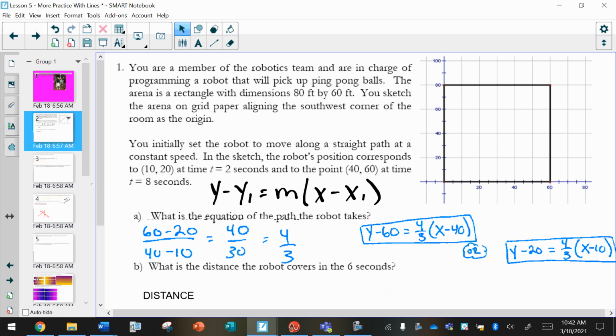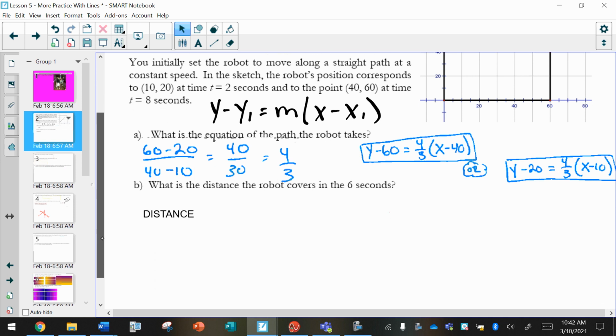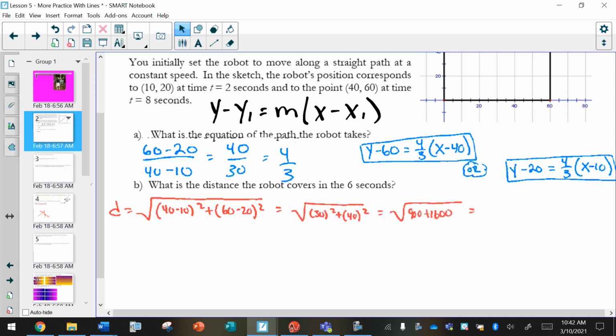The next thing it asks, what is the distance that the robot covers in those 6 seconds, from 2 seconds to 8 seconds? So you're supposed to know your distance formula. We have two coordinate points. So we're going to plug in our coordinate points into our distance formula, pause the video, and find your distance. So our total distance is 50 feet. Across those 6 seconds worth of time, the robot covered 50 feet.